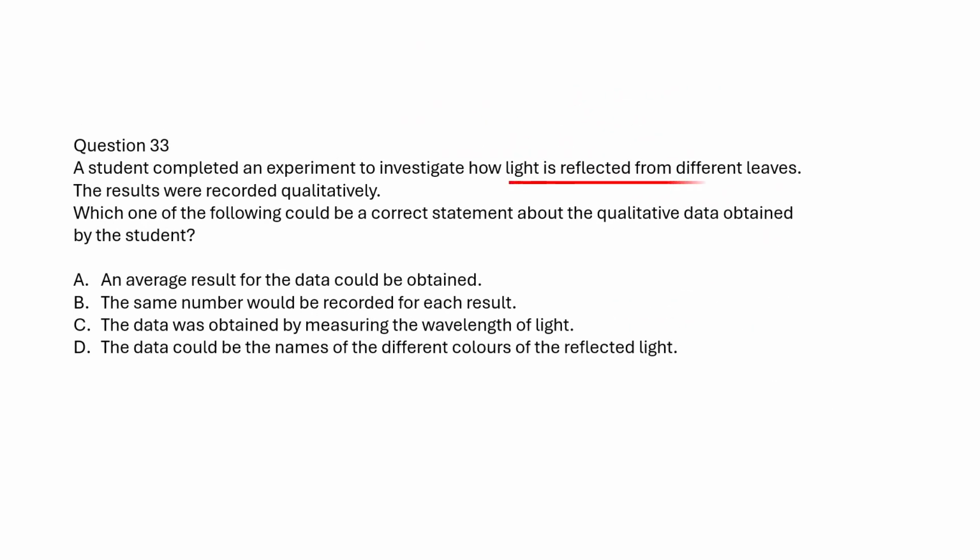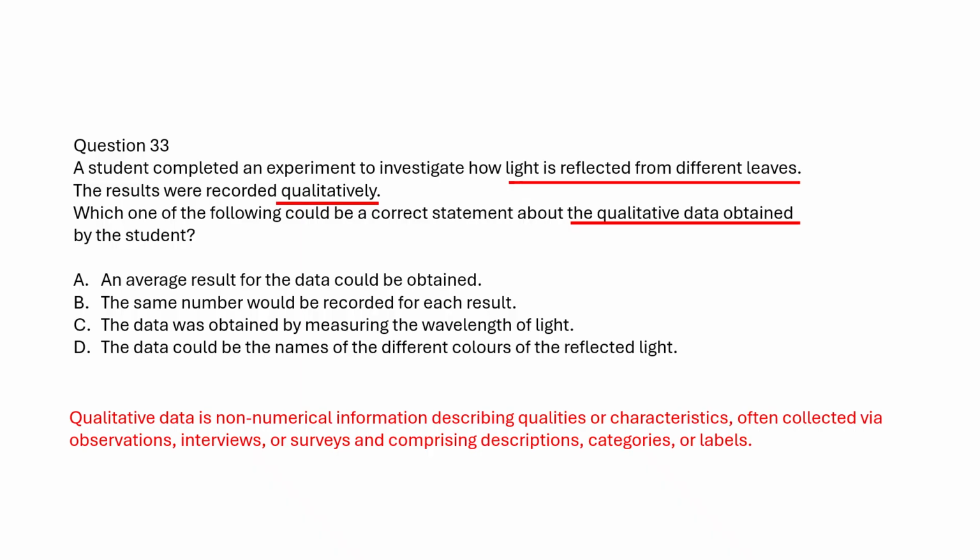A student experimented to examine how light reflects from different leaves, recording the results qualitatively. Qualitative data is non-numerical information describing qualities or characteristics, often collected via observations, interviews, or surveys and comprising descriptions, categories, or labels. For this experiment, the qualitative data specifically noted the names of the different colors of the reflected light.